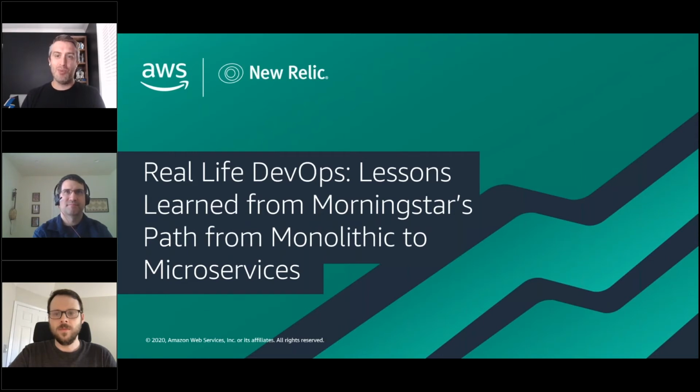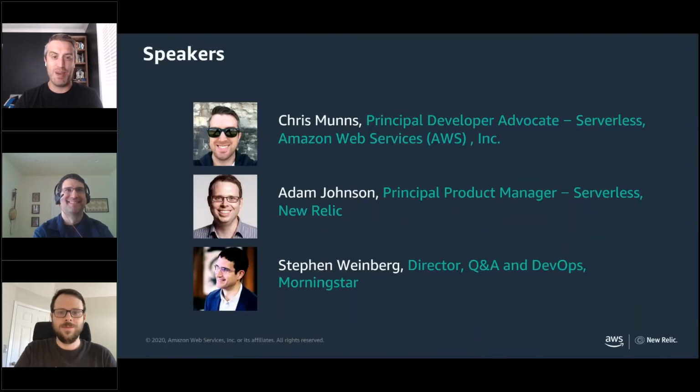So with that, we're going to get started here. Again, my name is Chris Munns. I'm currently Senior Manager and Principal of Developer Advocacy for Serverless at AWS. And again, I am today the moderator. I'm joined here by Adam and Stephen, who I'll let say a quick bit about themselves. So Adam, if you'd like to introduce yourself. Hi, I'm Adam Johnson. I'm the Principal Product Manager at New Relic. I'm responsible for serverless and cloud services products at New Relic. And I'm Stephen Weinberg. I'm the Director of QA and DevOps at Morningstar. As much as I hate the idea of DevOps in a job title, it has unfortunately worked its way into our system.